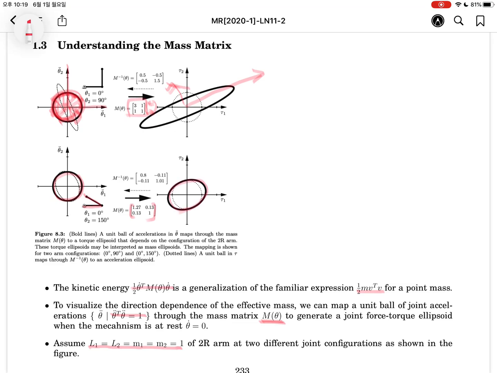A relatively small ellipsoid-like shape, the torque ellipsoid, appeared. So in this case, the joint torque is experienced as a similar torque, irrespective of the direction of tau 1 and tau 2. So it is greatly dependent on the configuration of the robot.